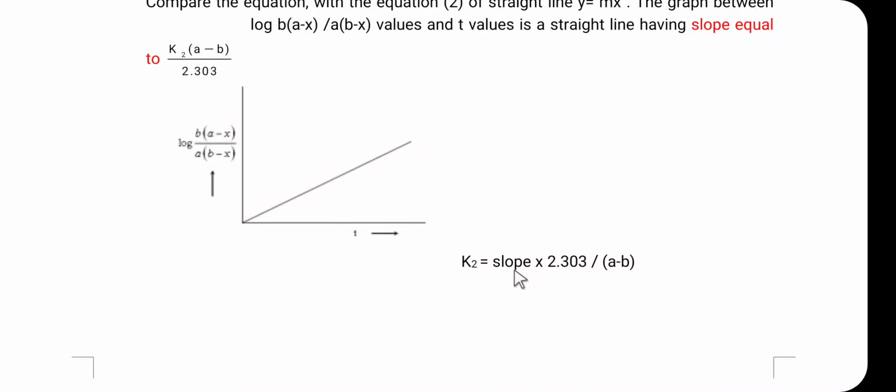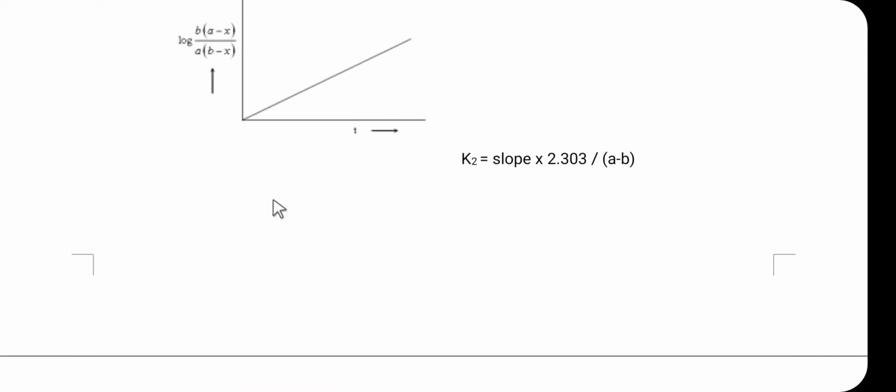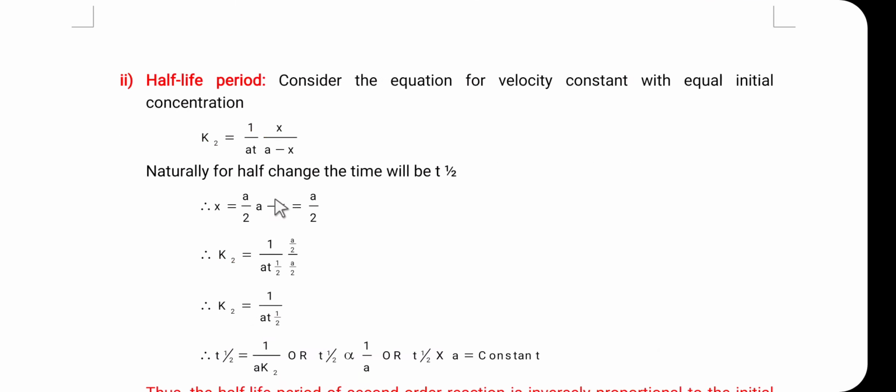So, here directly we can substitute the value of the slope as well as the value of initial concentration of the two reactants, that is small a and small b. We can determine the velocity constant for the second order reaction with unequal initial concentration graphically. So, this is the first characteristic feature of the second order reaction. Let us consider number 2, half-life period. All of you know that half-life period is denoted by symbol T1/2. That is the time required to react half of the reactants.